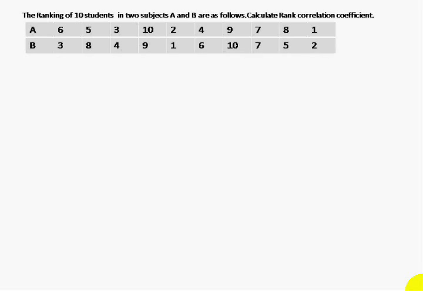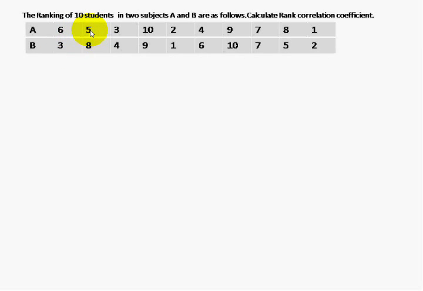Today we are going to discuss how to calculate rank correlation coefficient. So here in the problem, he has given the ranking of 10 students in two different subjects, A and B. In the first subject A, the first student's rank is 6, and in the second subject the same student got the rank 3rd.